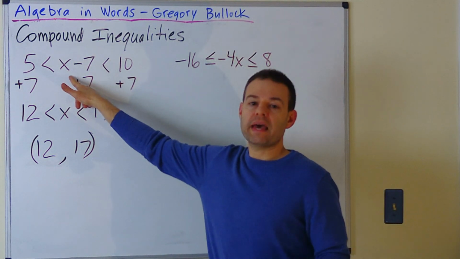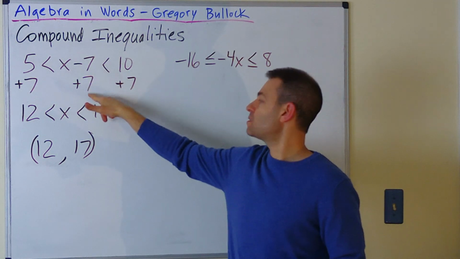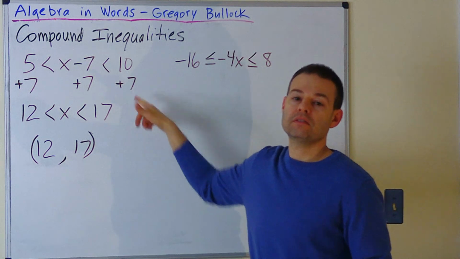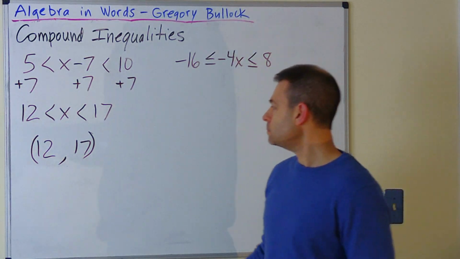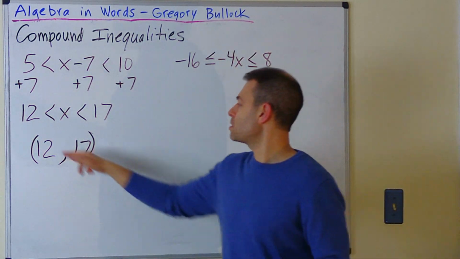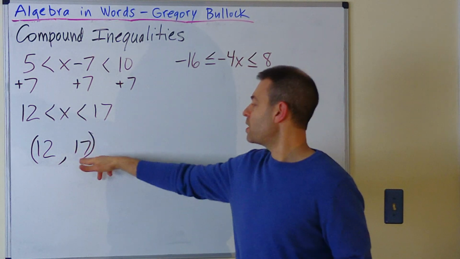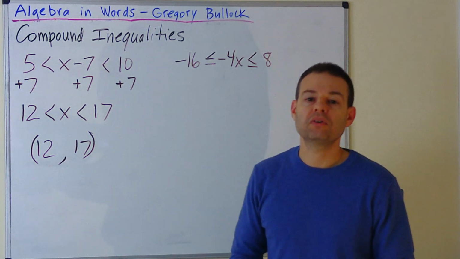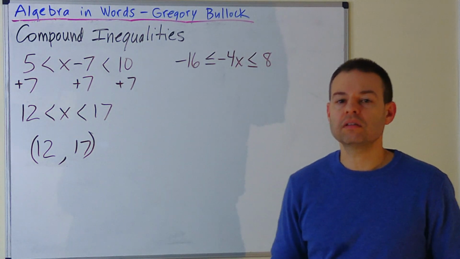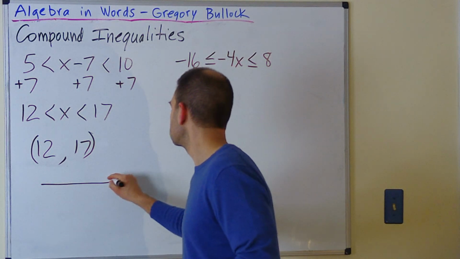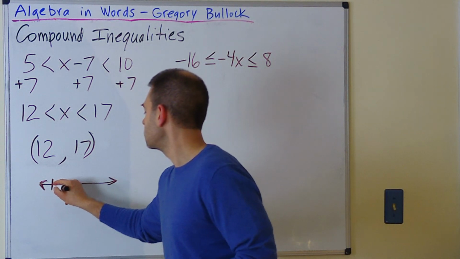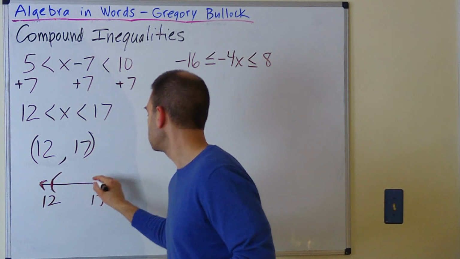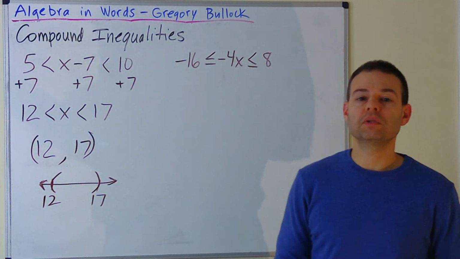We wanted to isolate x, and to do that, we added 7 to the left, the middle, and the right to maintain the inequality. It only took one step to simplify down to this, which we then converted into interval notation, and we're done. It could also be graphed, and just for the sake of it, let's graph it. And it would look like that.